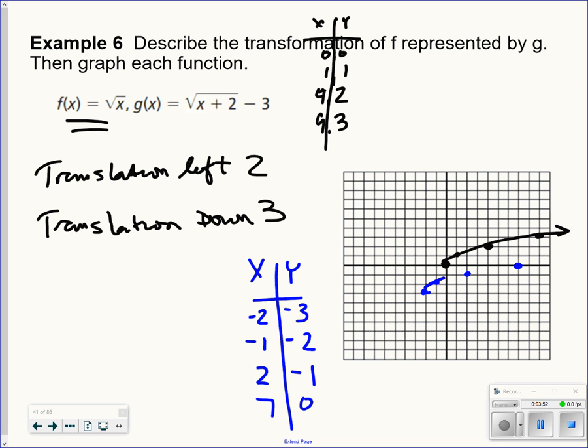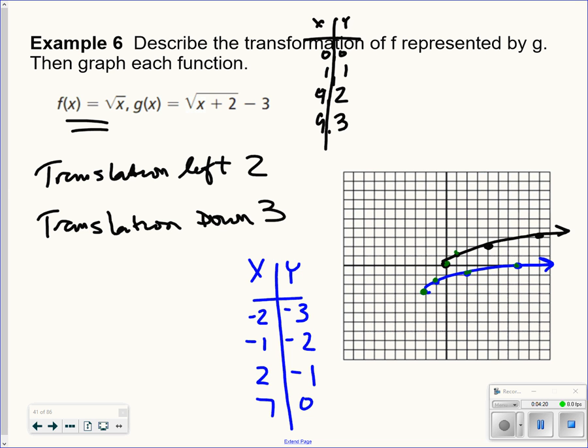Now, I want to show you the fact that every single one of these points went to the left 2 and down 3. So if all I did was graph the original and then looked at the transformation, if I went left 2 and down 3 from this point, and so on, I would get my new graph.